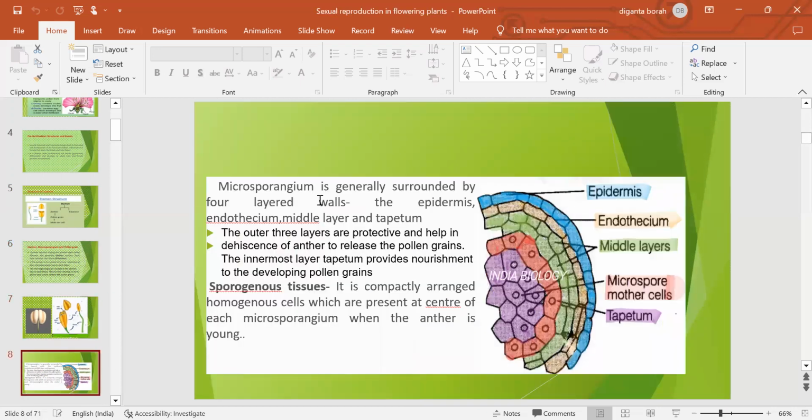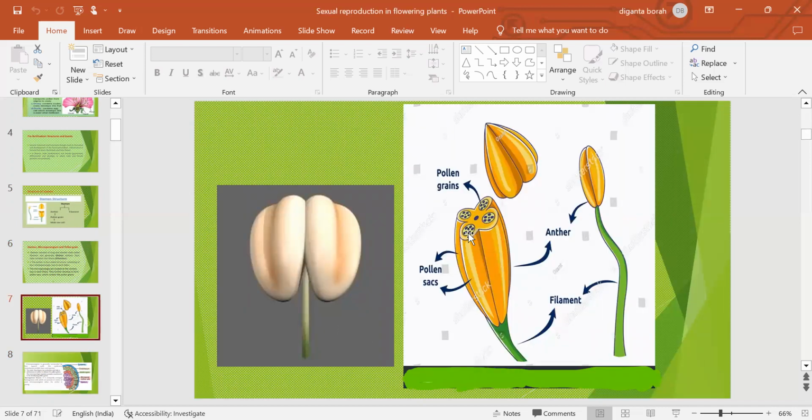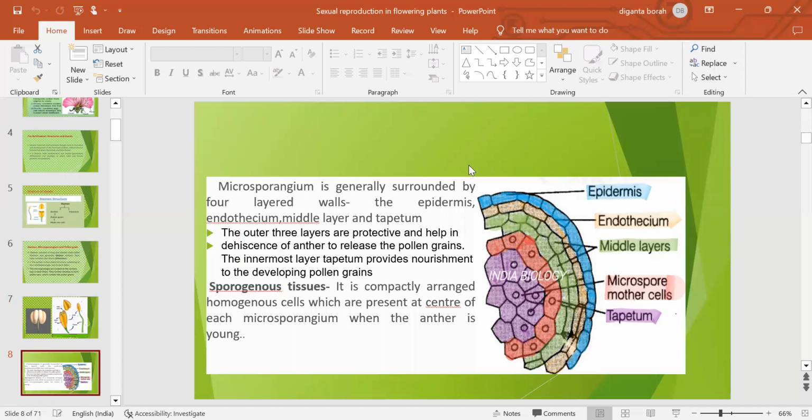Next, the structure of the microsporangium. Within this anther, these are the microsporangia. Now we are going to discuss the structure of this microsporangium. The microsporangium is generally surrounded by four layers of wall: epidermis, endothecium, middle layers and tapetum. The outermost blue layer is the epidermis, the second layer is called the endothecium, the third layer is called the middle layer, and the fourth, this pinkish layer I have shown you, is the tapetum. Below the tapetum there are the microspore mother cells, meaning microspores are produced from these cells. That's why they are called microspore mother cells.